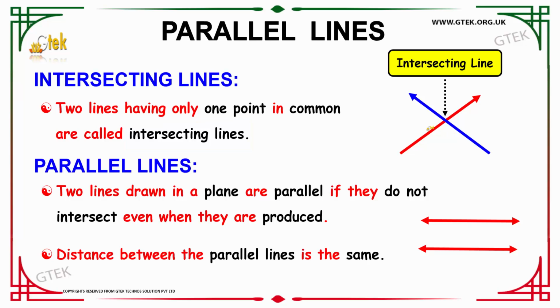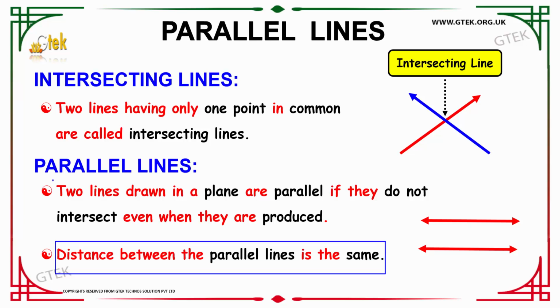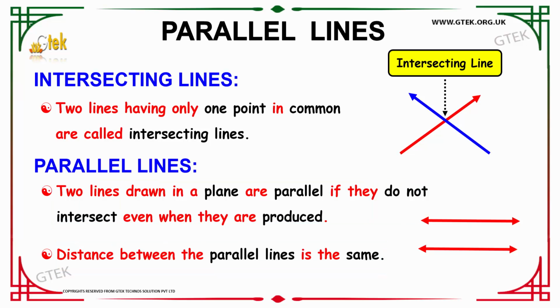If you see about parallel lines, two lines drawn in a plane are parallel if they do not intersect, even if they are produced. The distance between the parallel lines is the same. So this was one such property of parallel lines, and this seems to be the definition.